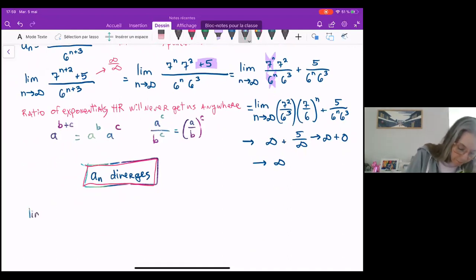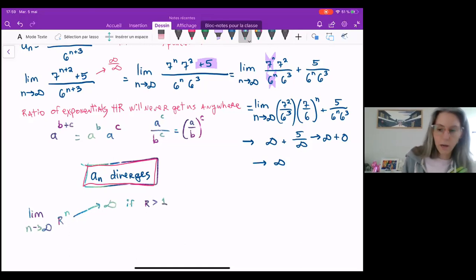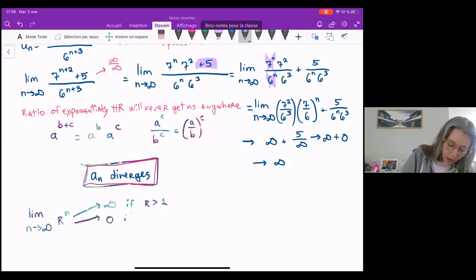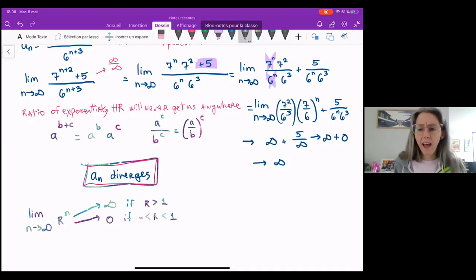So the limit as n approaches infinity of r to the power of n goes to infinity if r is bigger than 1, because numbers that are bigger than 1 multiplied by themselves become bigger. So r times r times r times r times r is getting bigger if it's bigger than 1. However, it goes to 0 if -1 is less than r is less than 1. And the reason for that is because, let's say that I have a half. A half times a half gives me a fourth, which is smaller than a half. Times a half gives me an eighth.